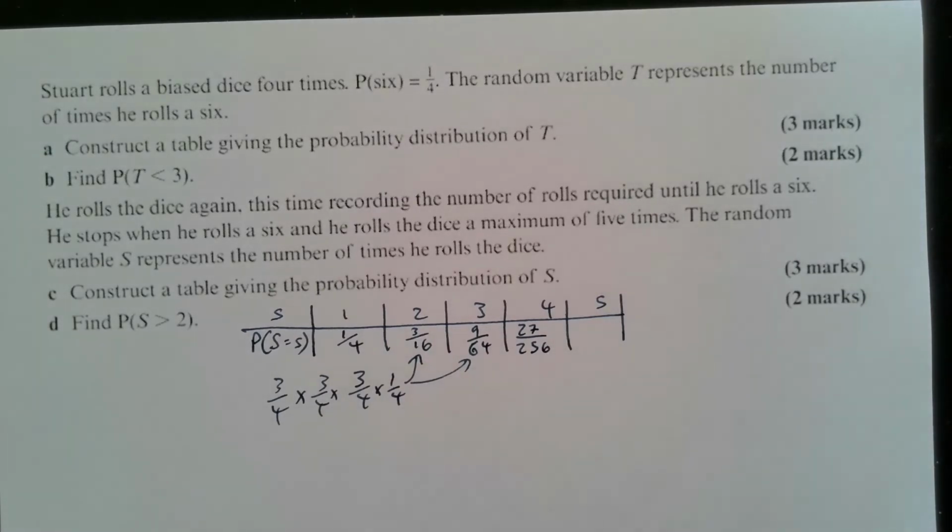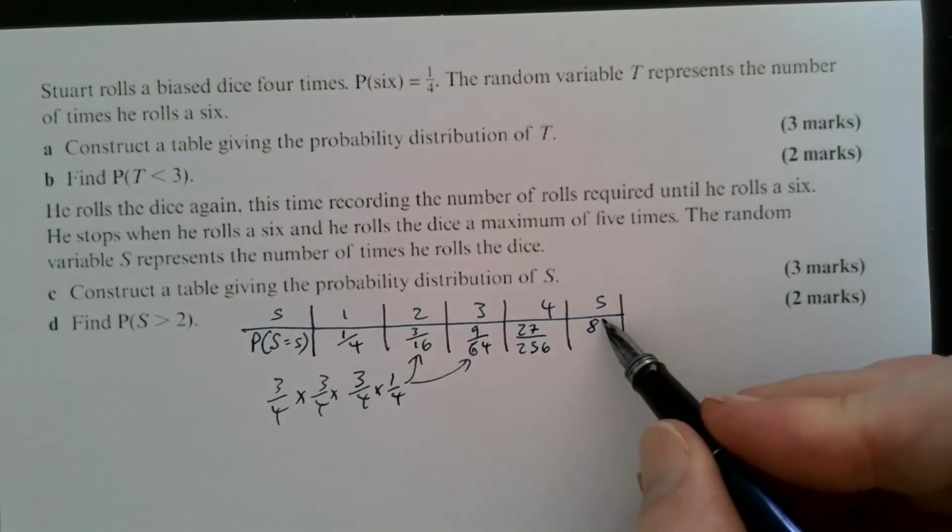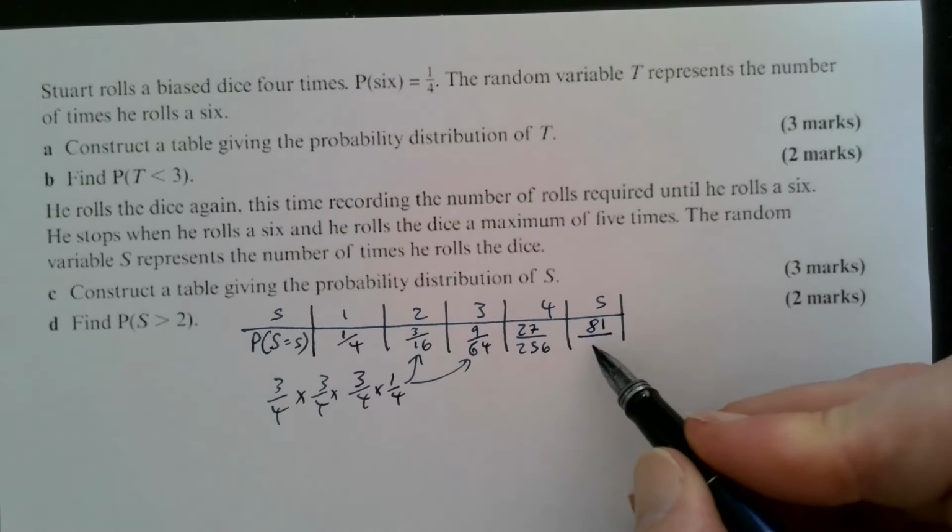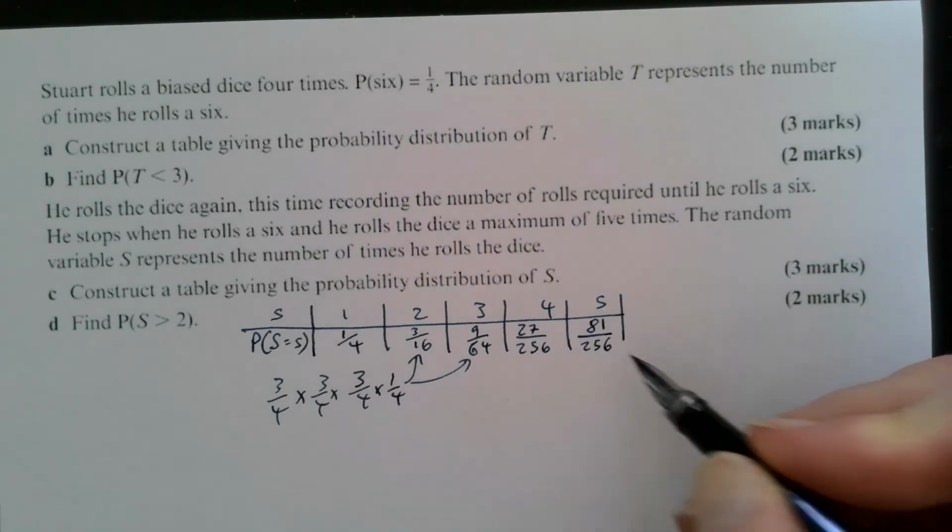And then the final thing that would happen would be 1 take all of that, because you're only going to do it 5 times. So if you add all of those together, take it away from 1, you get 81 out of 256.